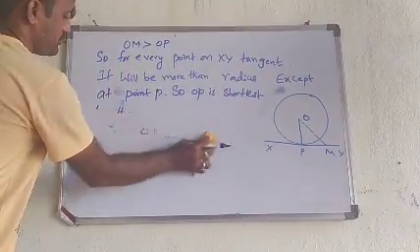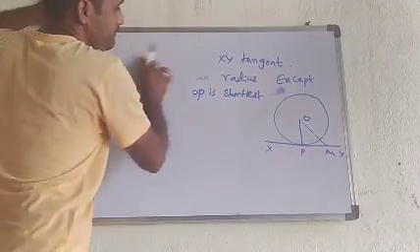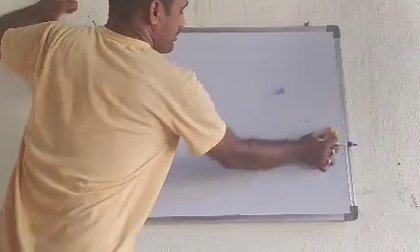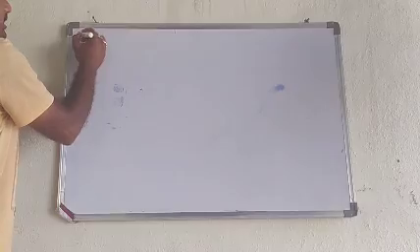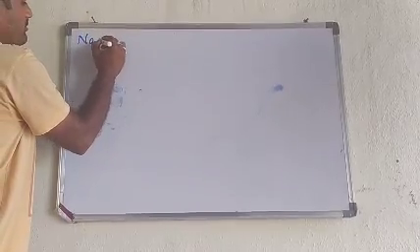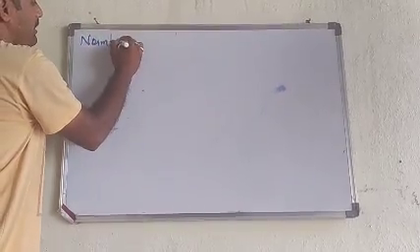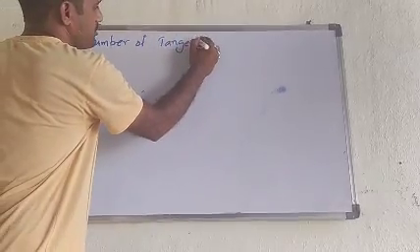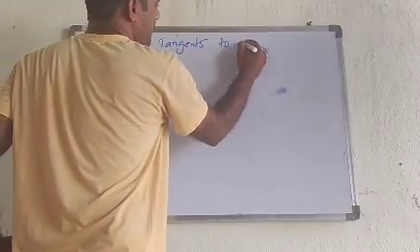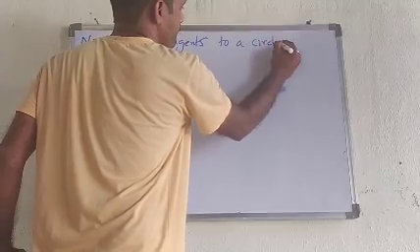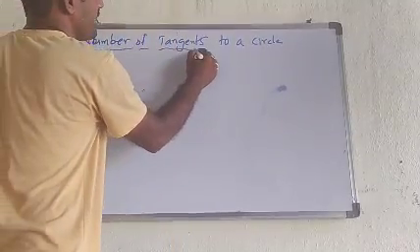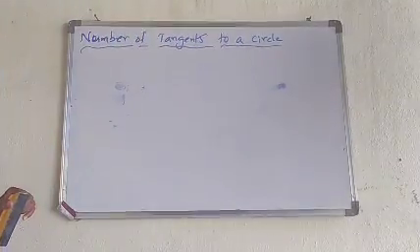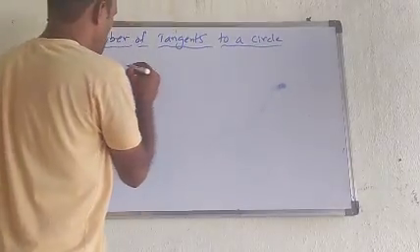Right. We will see the next concept: number of tangents to a circle. Totally there are 3 cases for drawing the number of tangents to a circle. Let us suppose case 1 here.